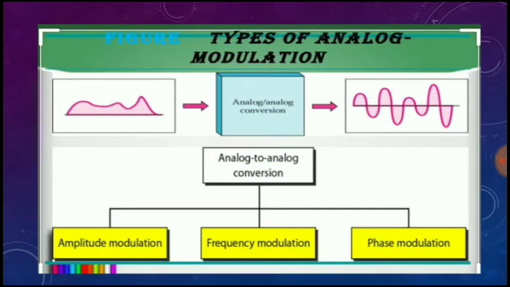Types of modulation. This is also a 2-mark question. Modulation is classified into 3 types. One is amplitude modulation, that is AM. This is frequency modulation, FM. And this one is phase modulation, that is PM. So the types of modulation is a 2-mark question.